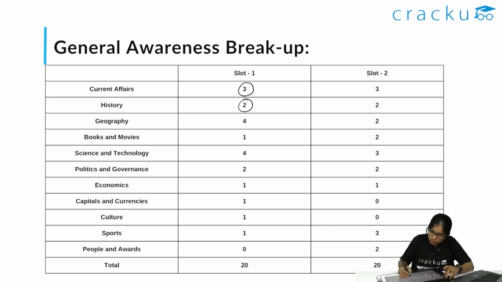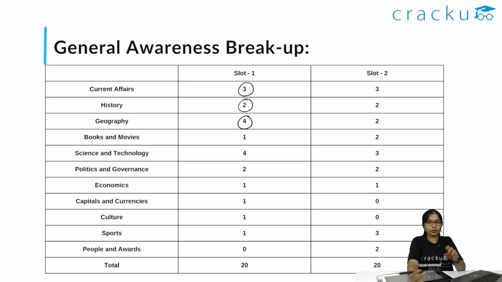And next, coming to geography, in slot 1 they have asked 4 questions. The questions are: what strait separates India from Sri Lanka? That is Palk Strait, as many of us already know. The next question is, Kanha National Park is situated in Madhya Pradesh. And there's a question on country and its capital. So they have asked Finland's capital, Ukraine's capital, Canada's and Austria's capital.